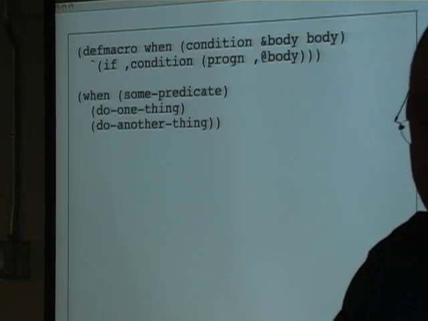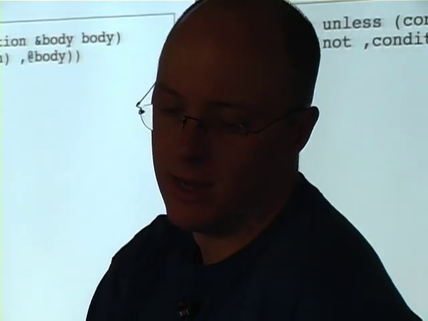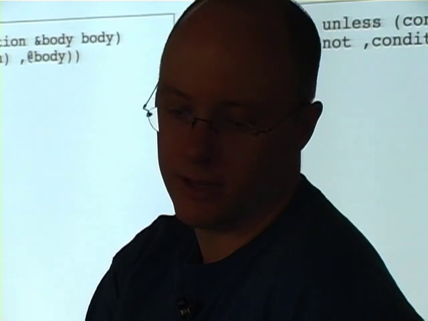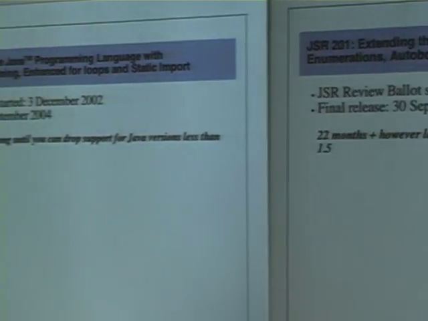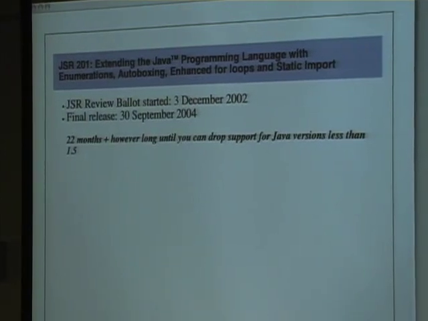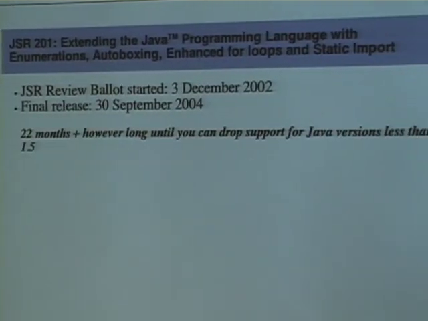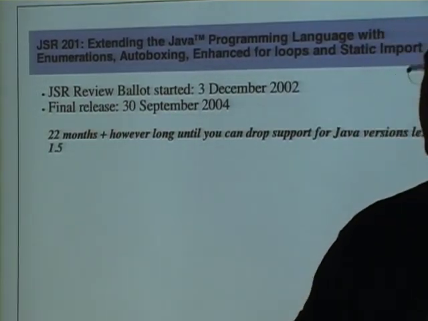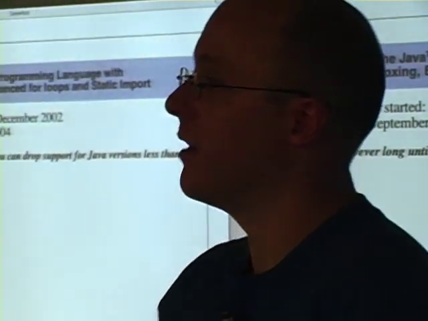Back just briefly to the if-when example. So you can add these little tiny control constructs. Well, how long would it take to do that in another language? Well, Java added a little for-each statement in 1.5. The JSR for that ballot started in December 2002. The final release was September 2004, 22 months plus however many years you have to wait before you're allowed to drop support for 1.1, 1.2, 1.3, and 1.4 versions of Java.